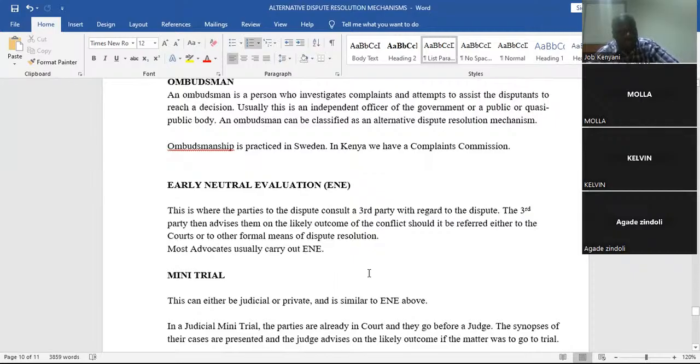So, early neutral evaluation. This is where parties to a dispute consult a third party with regard to the dispute. The third party can then advise them on the likely outcome of the conflict should it be referred to a court of law. So you seek expert advice so they can advise you that if you go to a court of law, this is likely to be the ruling. So maybe it is better you just negotiate and resolve it very fast instead of having to go to a court of law.